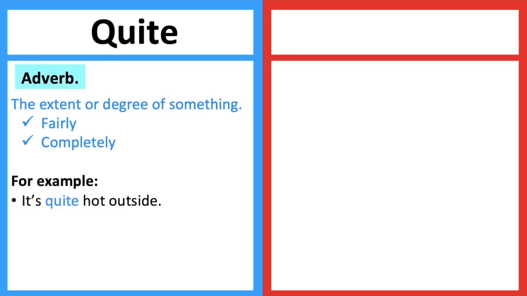For example, it's quite hot outside. In this example, I am emphasizing how hot it is. Another example is, he's quite rude. In this example, I am putting emphasis on the fact that he is considerably rude. The last example is, the exam was quite easy.